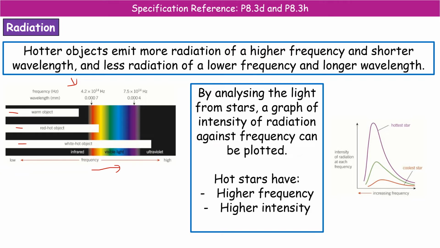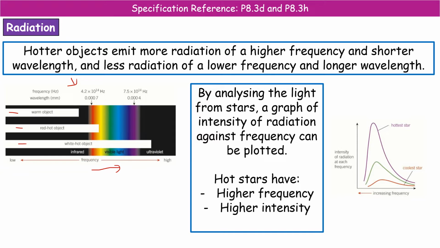So why does this matter? How does this apply to space of all things? Well, we can't travel to another star to actually take measurements up close. Doesn't work, takes a really long time, we don't have the technology to do that. So we have to rely on other methods to work out what these things actually are made of, what temperature they are, etc. And what we actually do in order to work out the temperature of our stars is we can analyse the light that is given off by them.